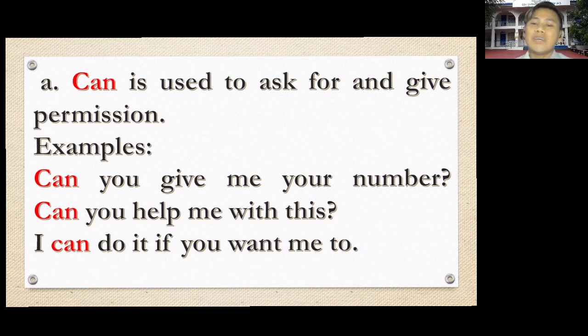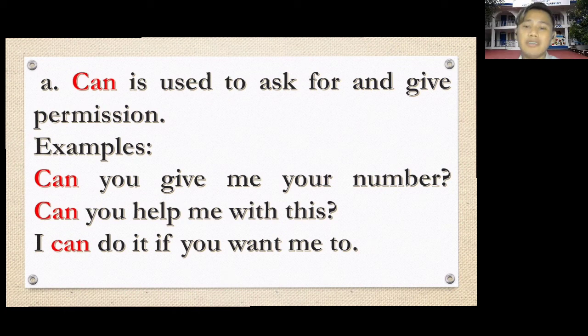So in our examples, number one, can you give me your number? Does it ask or give permission? What do you think? I want to know your answer in the comment section. So, can you give me your number? Obviously there is a question mark. Definitely it asks for something. The speaker is asking for the number of the person he or she is talking to.